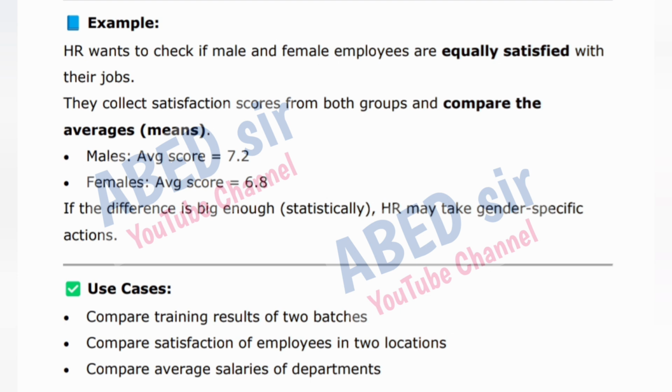Example: HR wants to check if male and female employees are equally satisfied with their jobs. They collect satisfaction scores from both groups and compare the averages, means. Males' average score is equal to 7.2. Females' average score is equal to 6.8. If the difference is big enough, statistically, HR may take gender-specific actions. Use cases. Compare training results of two batches. Compare satisfaction of employees in two locations. Compare average salaries of departments.